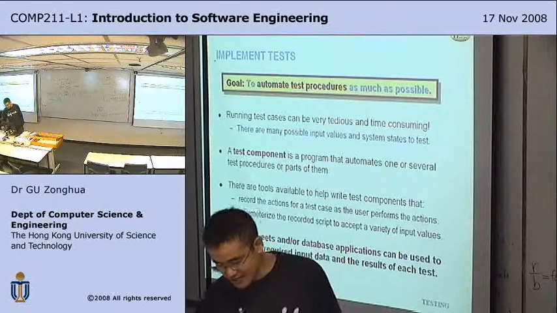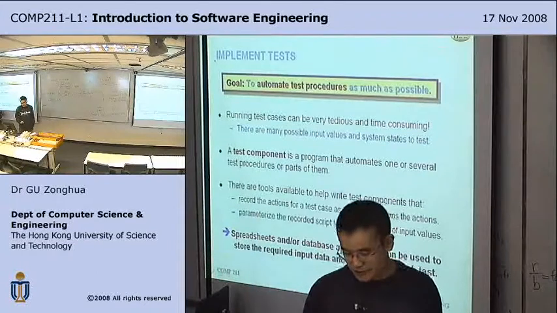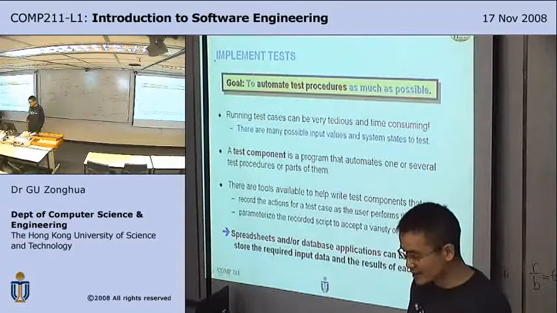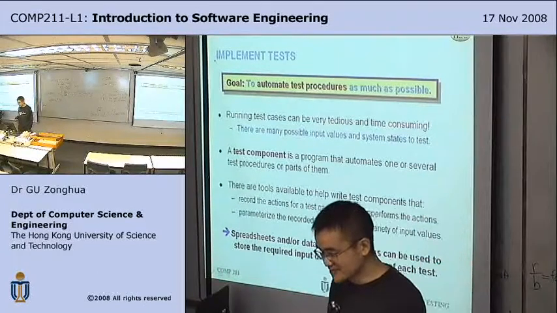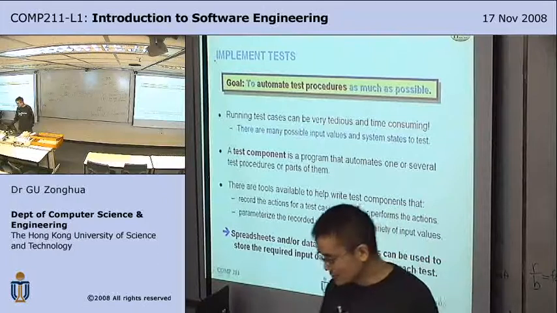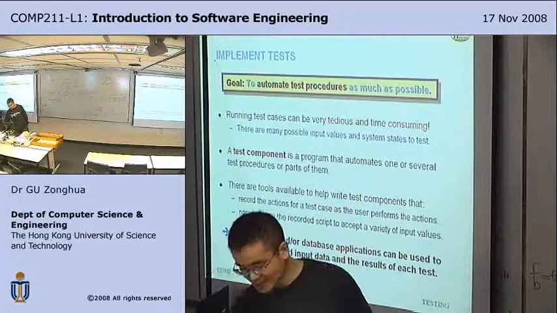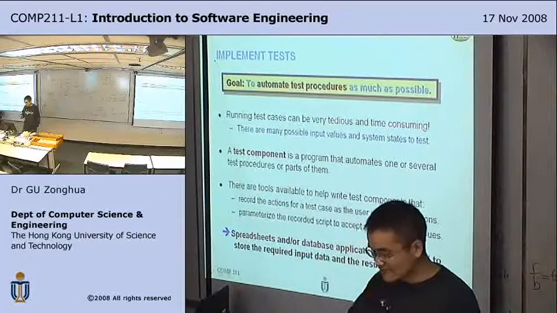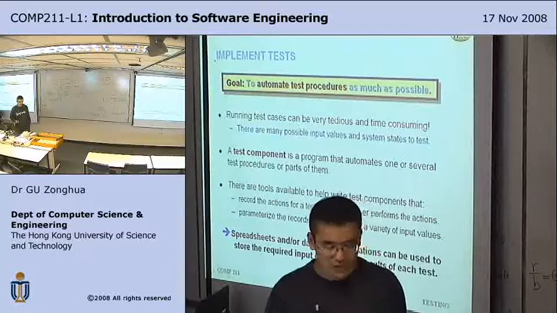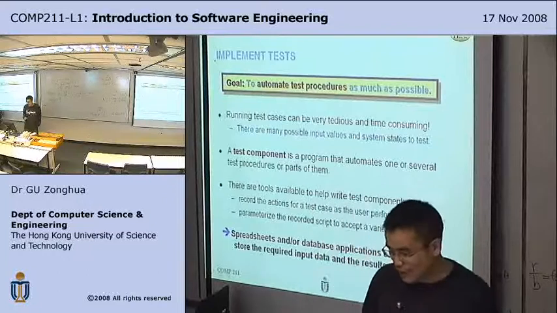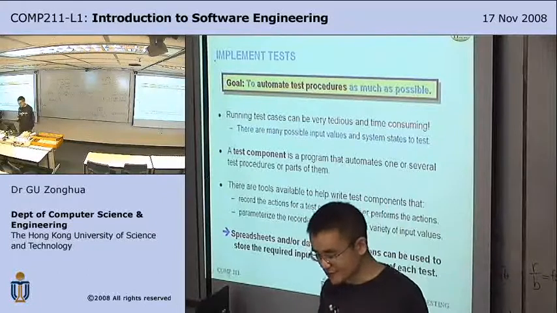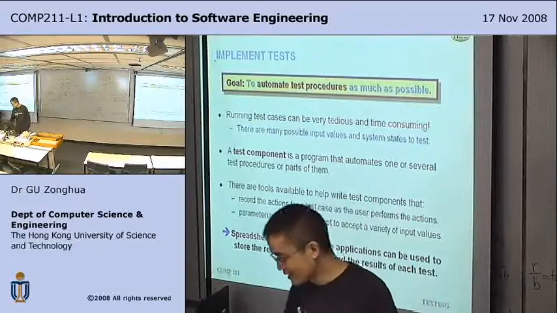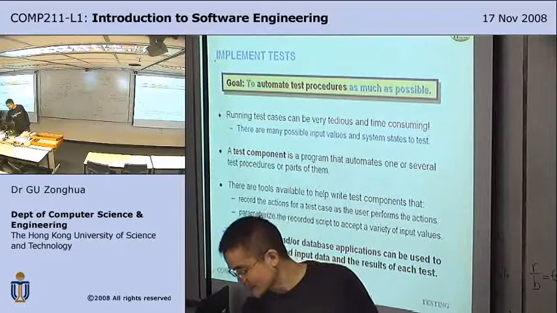Spreadsheets and/or databases can be used to store the required input data and results of each test. So you achieve a high degree of automation. Instead of watching the output on the screen and jotting down the result by hand, you directly feed them into a spreadsheet or database and do some statistical analysis later.